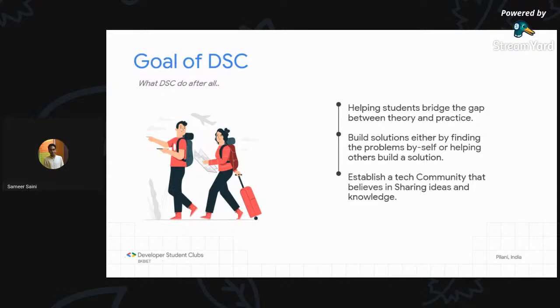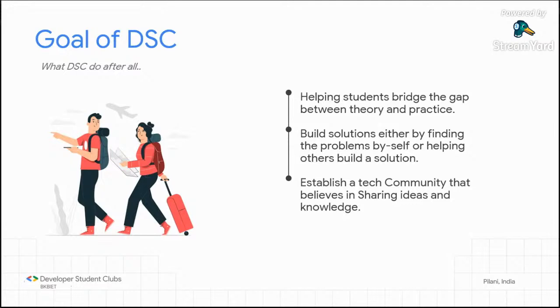And the second thing is, of course, building solutions, either by finding the problems ourselves or helping others build a solution. If someone has encountered a problem, we can help them build a solution for that. And of course, for these two, we need a community that does things and helps others. For that, we'll establish a tech community that believes in sharing ideas and knowledge and also building solutions. That's DSC's main objective, as given by Google.